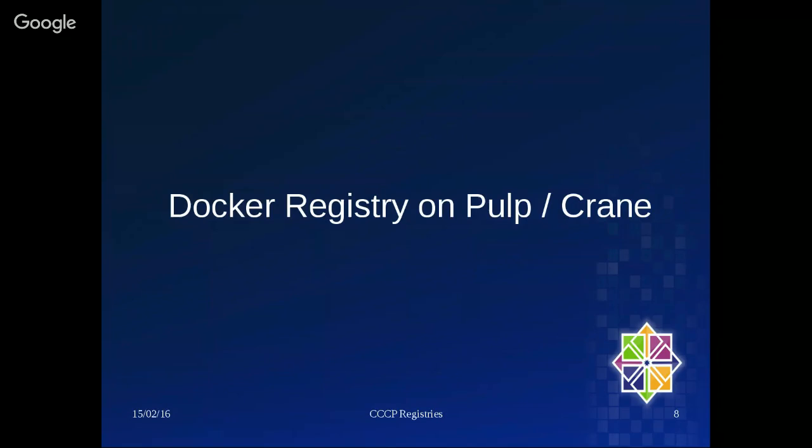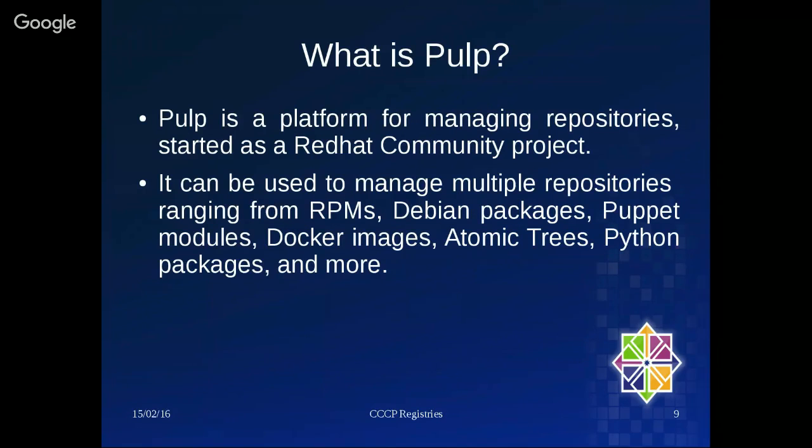Okay, so what exactly is Pulp? Pulp is basically a community project sponsored by Red Hat, and it is specifically meant to manage repositories. An especially good thing about it is the fact that it's not restricted just to Docker. You have your Pulp and you have plugins, and if you want to manage atomic trees, you have a plugin for that. If you want to manage Docker images, you have plugins for that. If you want to manage any of these things, you just put in a plugin and it starts working. That's at least what it is supposed to be. But of course, it's slightly more complicated than that.